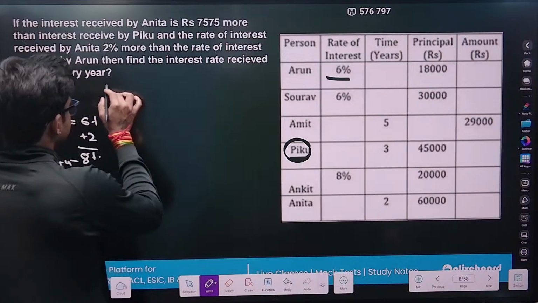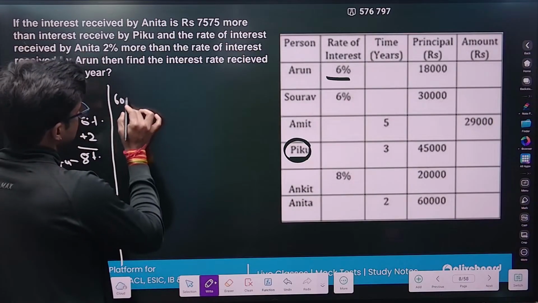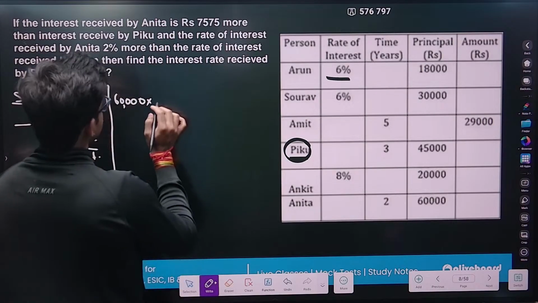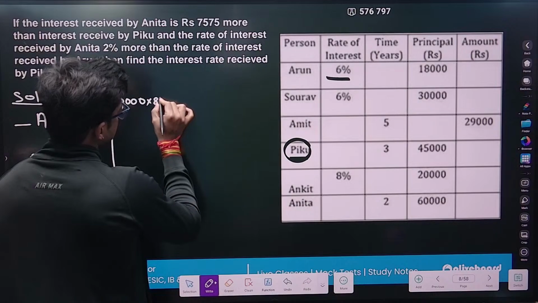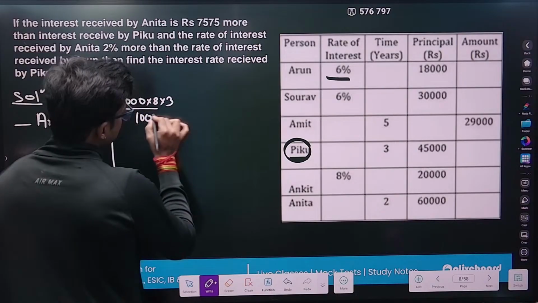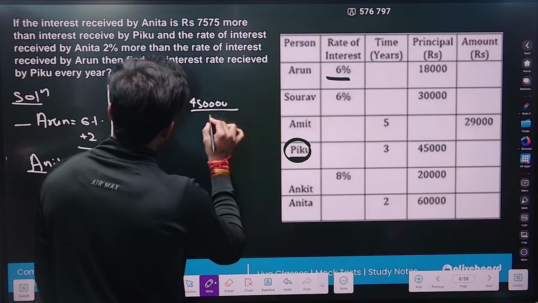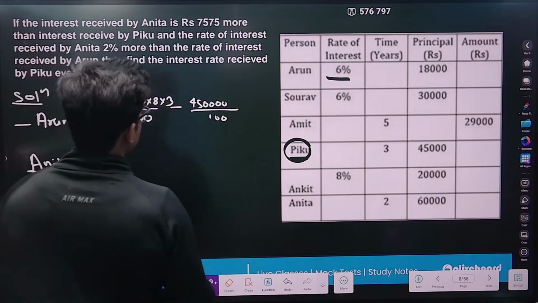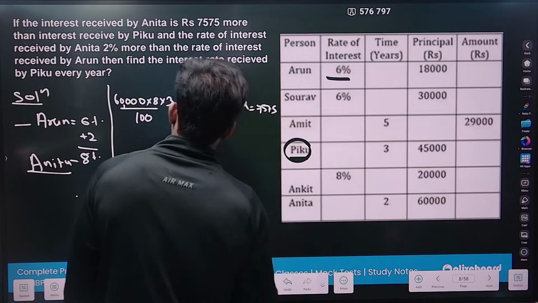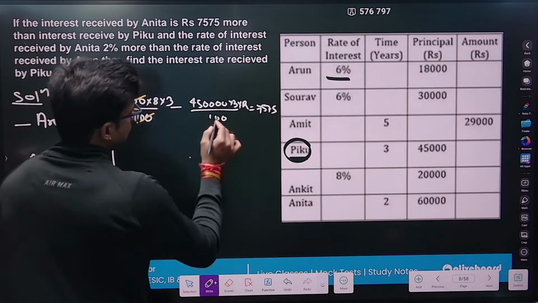So what can we do now? 60,000 multiplied by R, which is 8%, multiplied by T, which is 3 years, divided by 100, minus Piku's 45,000 divided by 100, Piku's T is given to us, 3, into R. This is equal to 7575. Okay, so from here, cancel these zeros.